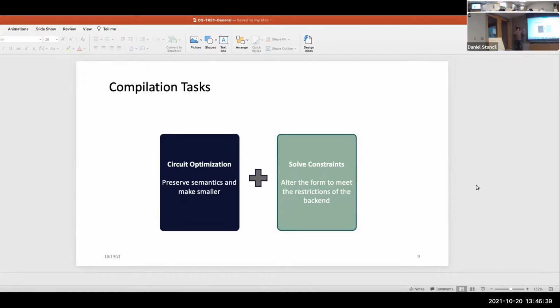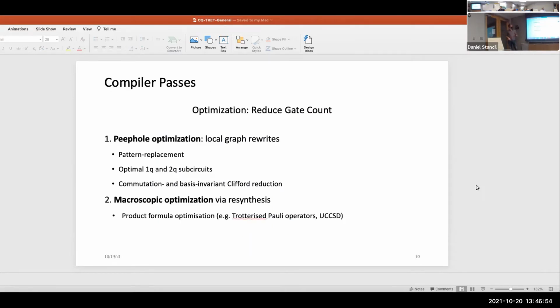The first step is optimizing just the circuit itself. So this is the abstract quantum circuit. This has nothing to do with the hardware. The second part is specific to the hardware, and it takes into account both the way that the qubits are connected and the gates that are native to that architecture.